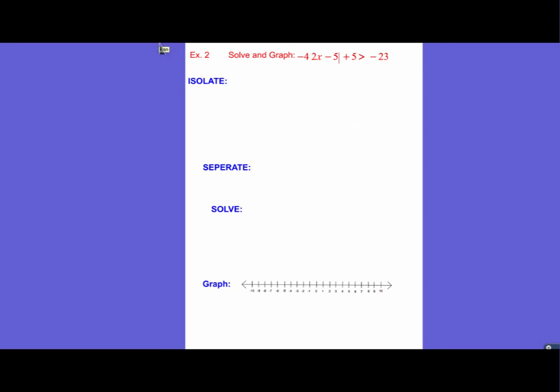So I've got negative 4 times the absolute value of 2x minus 5, plus 5, is greater than negative 23. So there's a lot to do in this one, lots of work to work out here. So I want to start by isolating my absolute value. I've got to get rid of this plus 5 first, so I'm going to subtract 5 on both sides. I end up with negative 4 times the absolute value of 2x minus 5 is greater than negative 28.